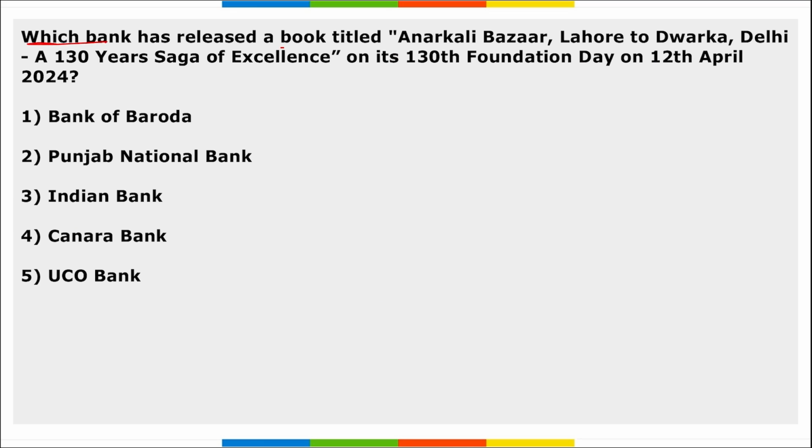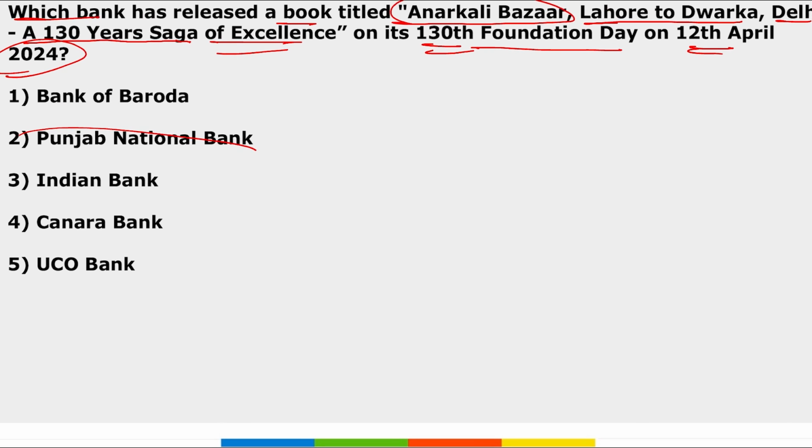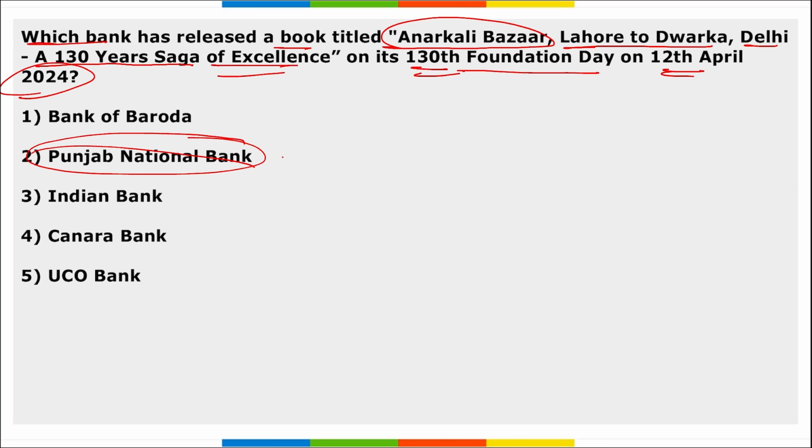Next, which bank has released a book titled Anarkali Bazaar, Lahore to Dwarka, Delhi, a 130 years saga of excellence? I repeat, Anarkali Bazaar, Lahore to Dwarka, Delhi, a 130 years saga of excellence. Right, this book was released on 130th Foundation Day on 12th of April 2024. So which bank has released this? It is Punjab National Bank. It is your Punjab National Bank that has released this book on its 130 years saga of excellence, right?